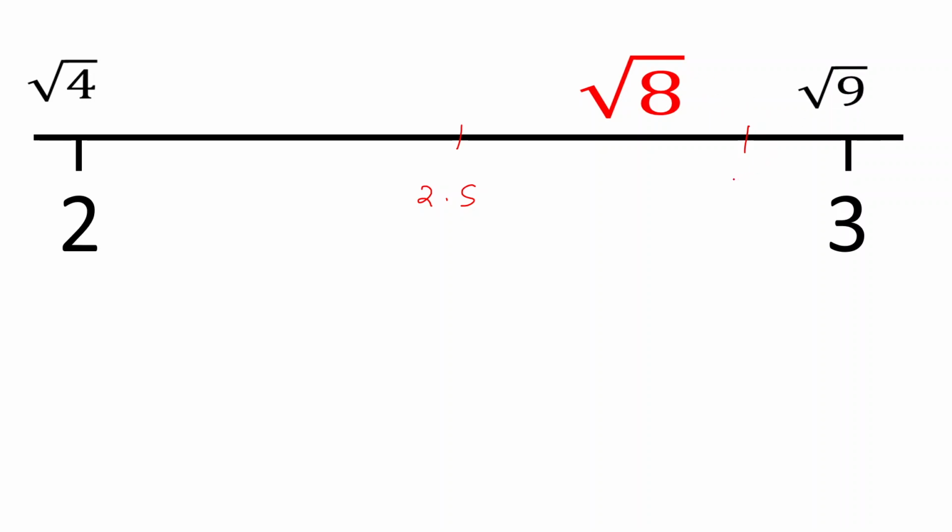It's only 1 off. So we're going to say probably about equal to 2.9. So I would say that the square root of 8 is going to be approximately equal to 2.9. And that is my answer for this one.